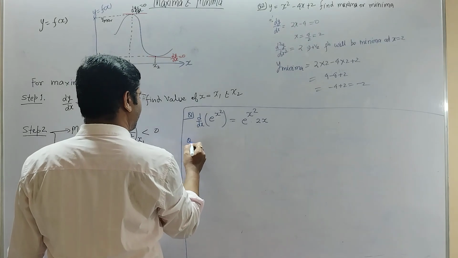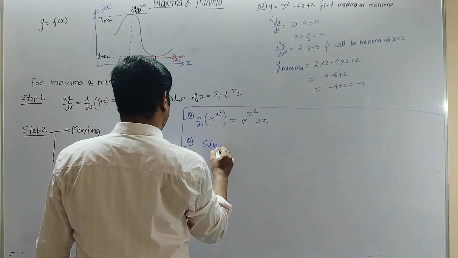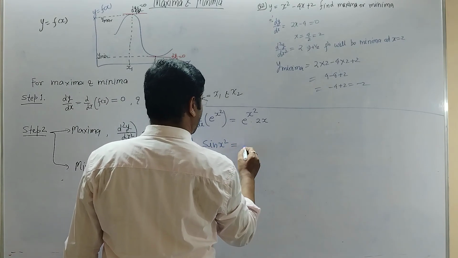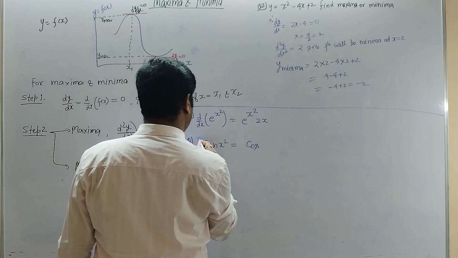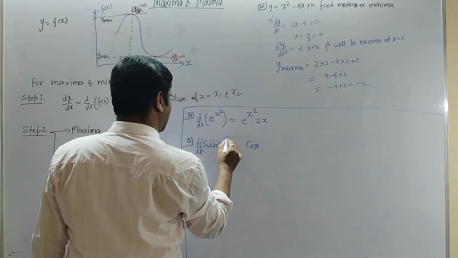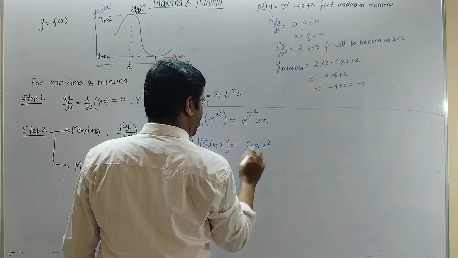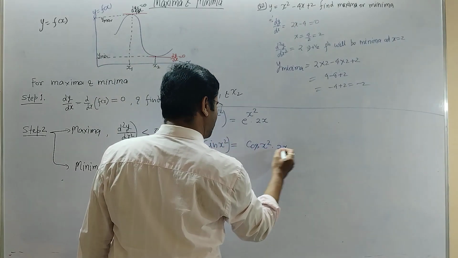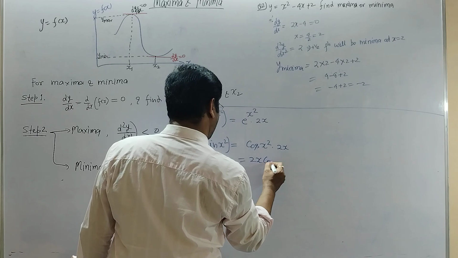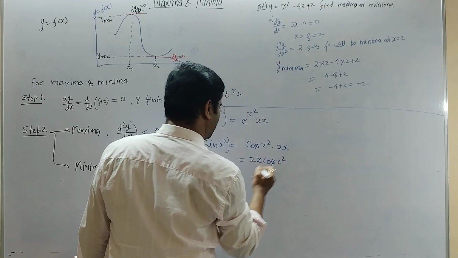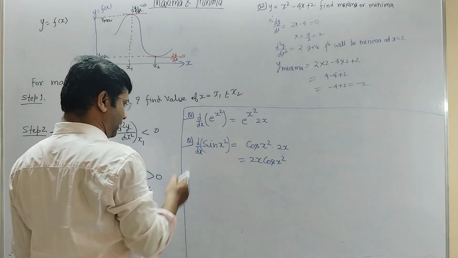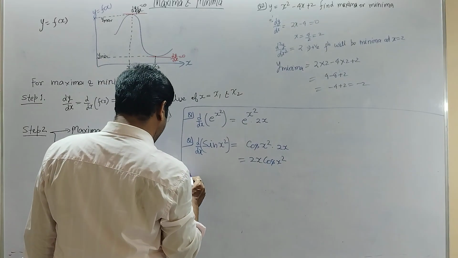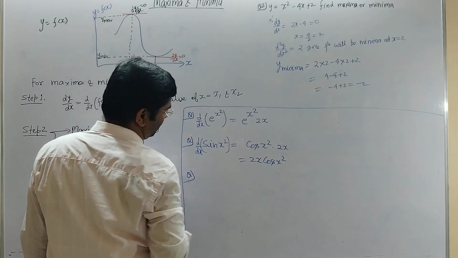Okay, similarly we can take here sine. Let's take x square. So this will be differentiation of sine x square. This is cos x square, but there is x square, so we will differentiate it once again. So it will be 2x cos x square. Okay, so this is how we can solve it. We can take some more examples.